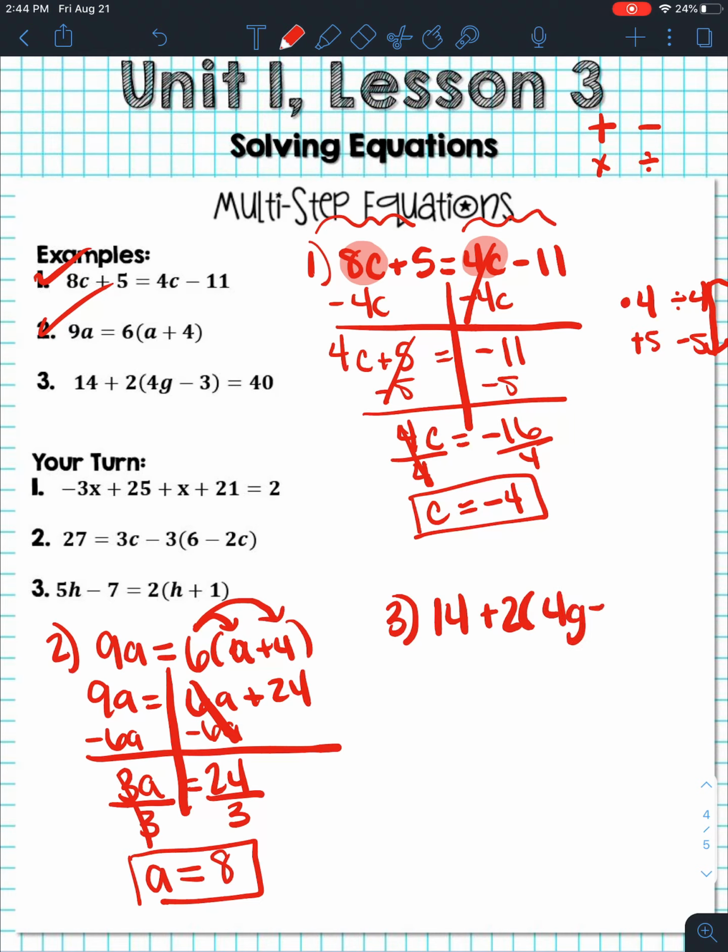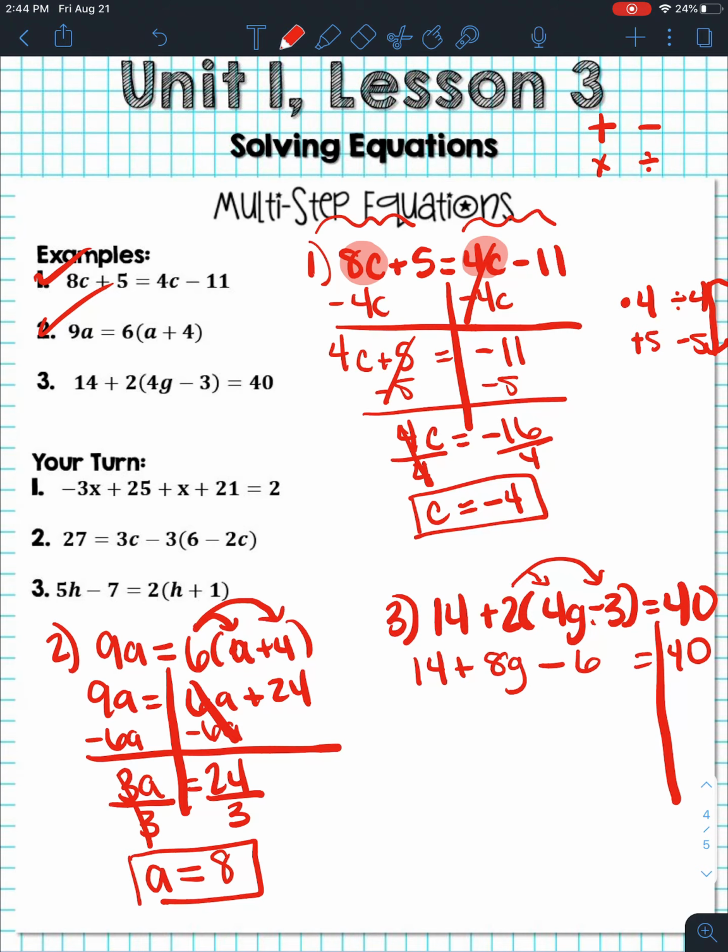We've got 14 plus 2 times 4g minus 3 equals 40. First step, draw your line. Second step, look for parentheses and distribute. So I have 14 plus 2 times 4g is 8g. 2 times negative 3 is negative 6. Remember, the sign goes with the number behind it, okay? So 2 times negative 3 is negative 6, and I still have equals 40.